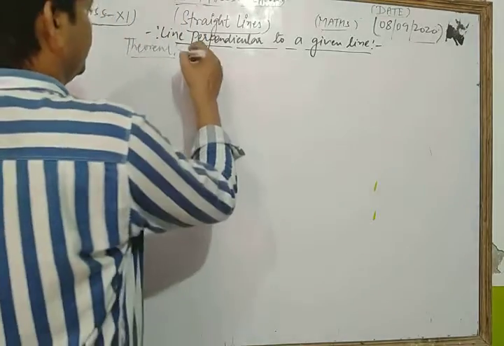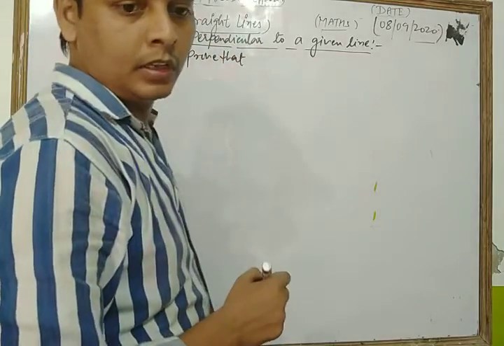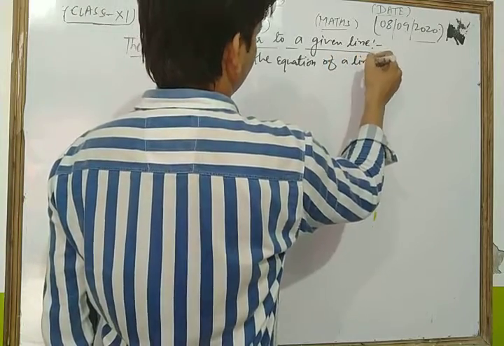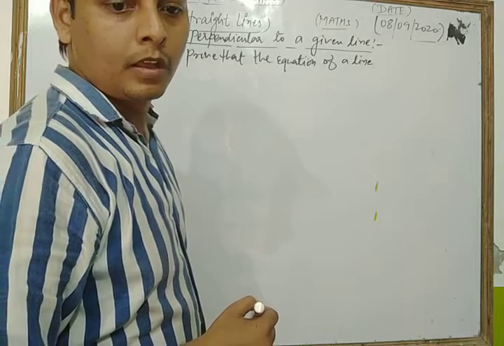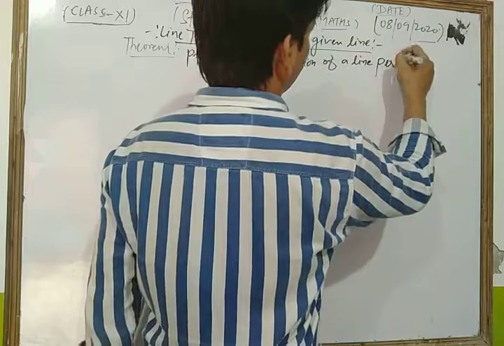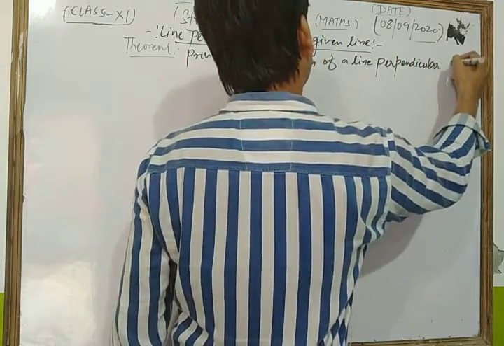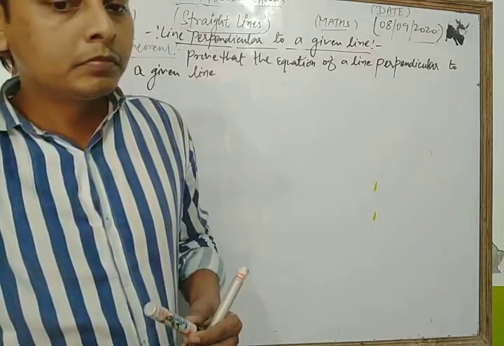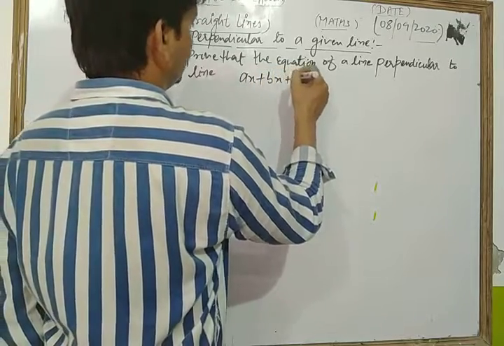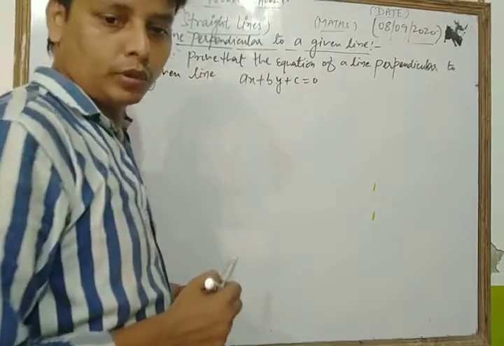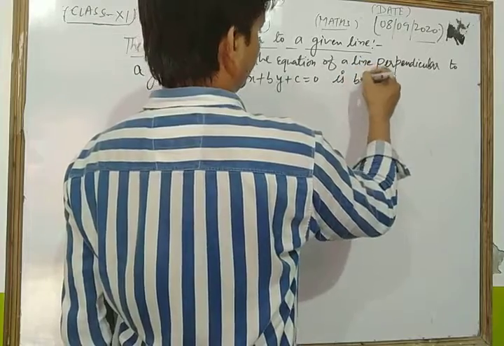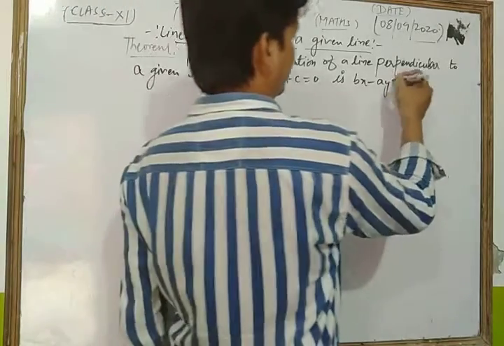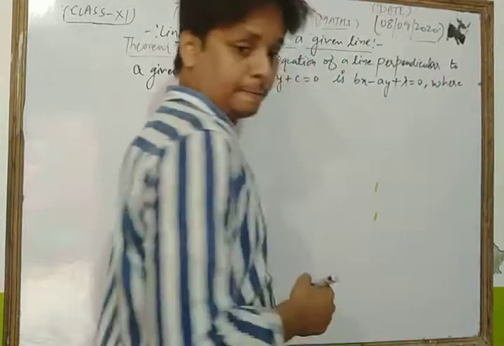Let's see. Prove that the equation of a line perpendicular to a given line ax plus by plus c is equal to 0 is bx minus ay plus lambda is equal to 0, where lambda is a constant.